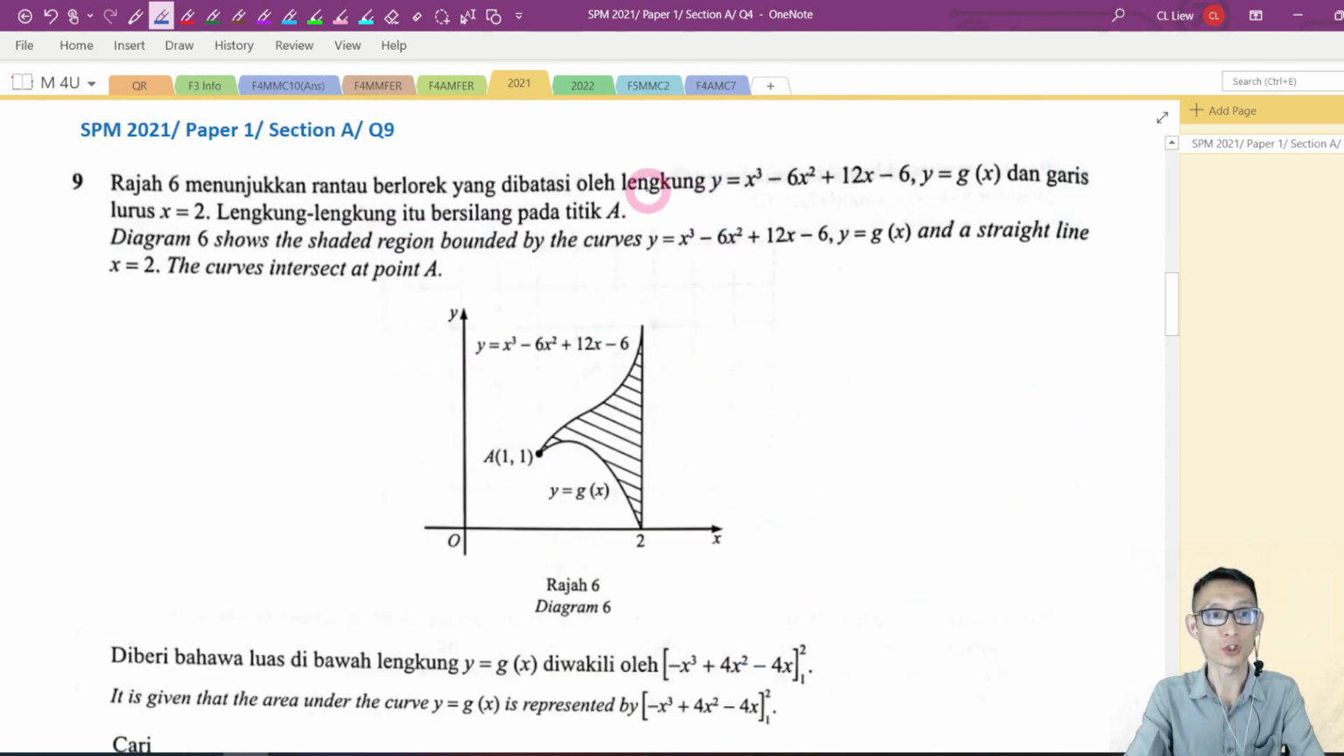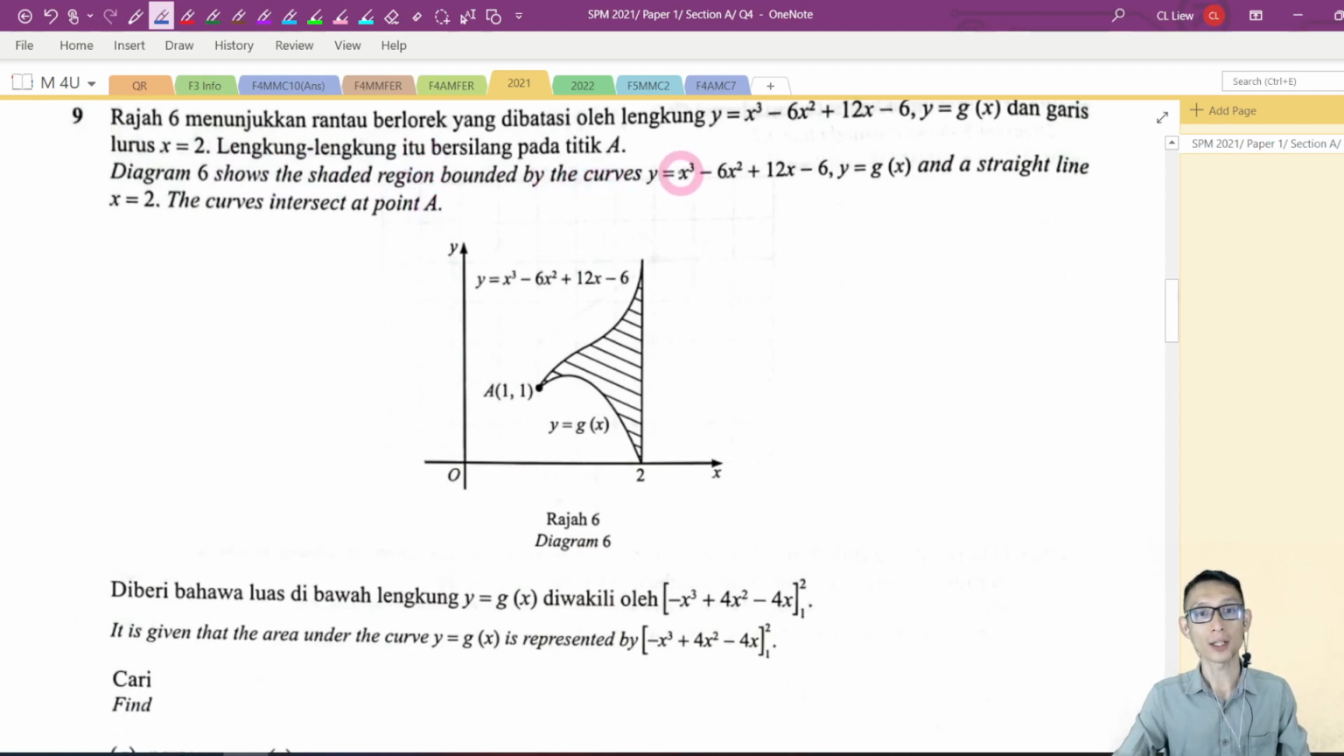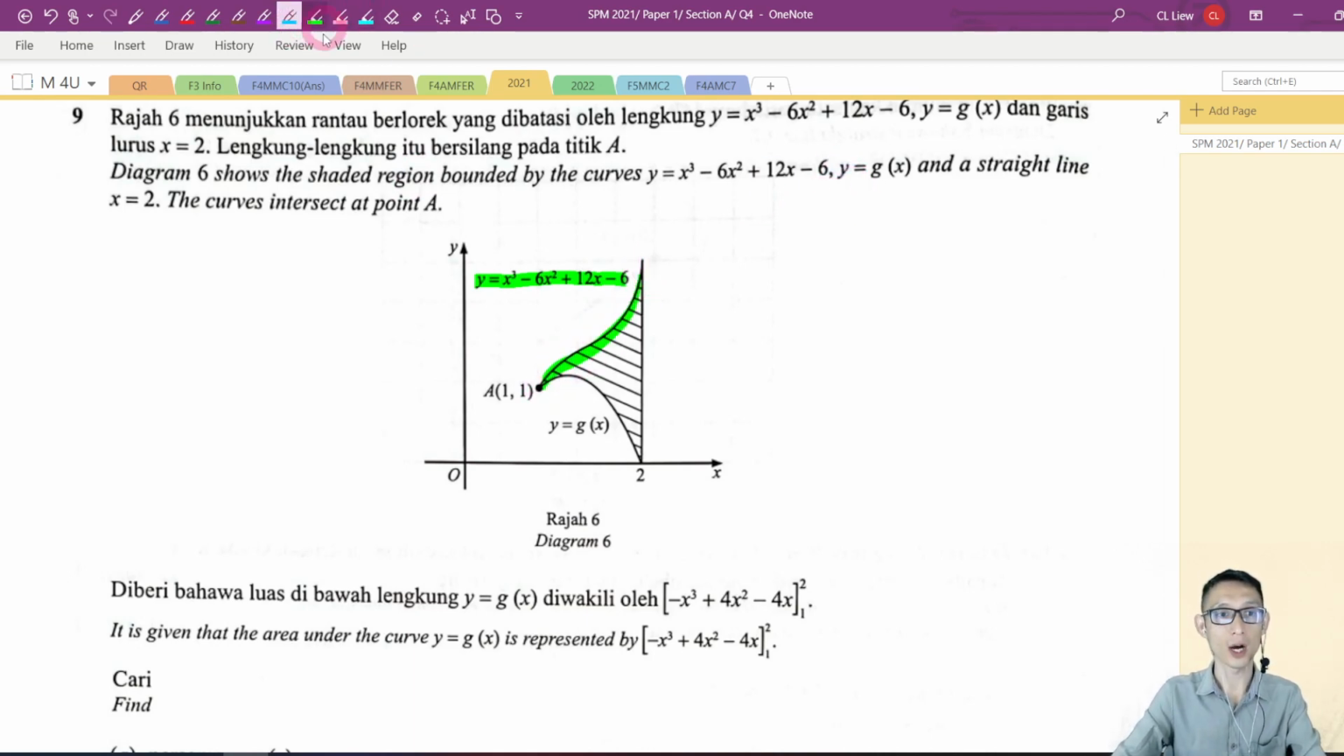Okay, now let's try another question. This question is also taken from SPM 2021. This is paper 1, section A, question 9. Diagram 6 shows the shaded region bounded by the curve y equal to x cubed minus 6x squared plus 12x minus 6. So this one is the function for this curve. And we have another curve which is y equal to g of x, which is over here, and a straight line x equal to 2.